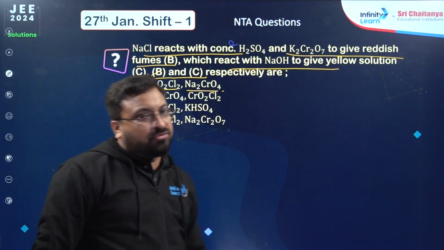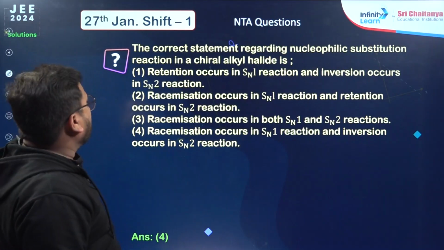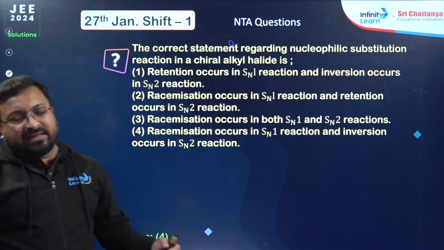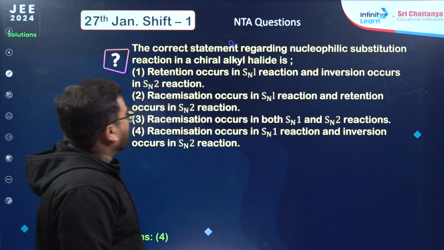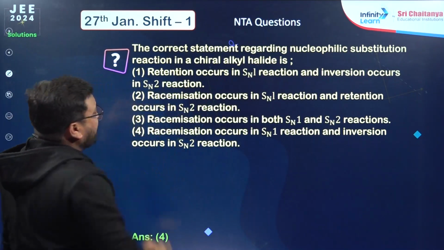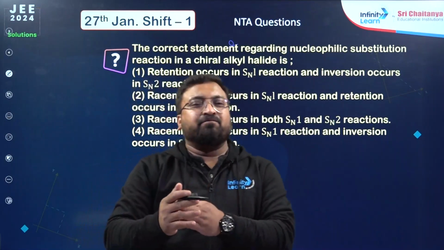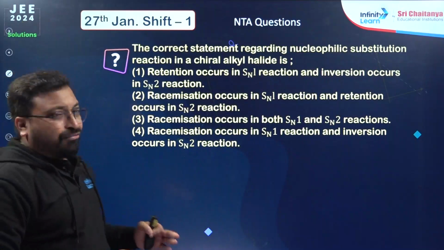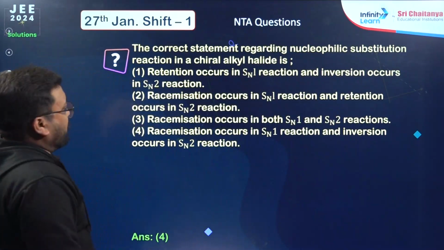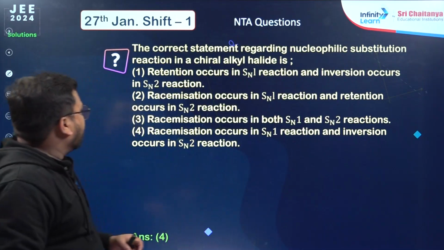So interesting question. Okay. So the correct statement regarding nucleophilic substitution reaction in a chiral alkyl halide. Let's see. There is one SN1 and there is another, SN2. So you know SN1 proceeds through a carbocation, and you know a carbocation is planar. So attack occurs from both sides. So racemization will take place. This is very cool.